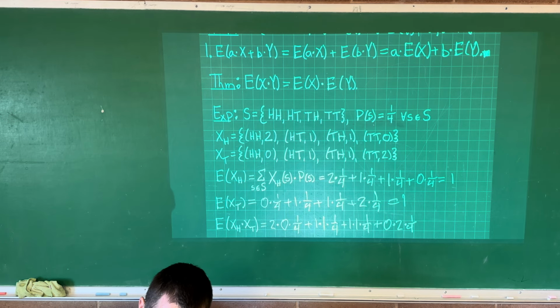And now when you do the algebra on this, what do we get? 1/2. So this is 0, this is 1/4, this is 1/4, this is 0. So a fourth plus a fourth is a 1/2.